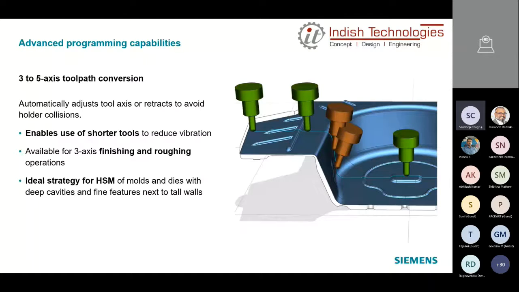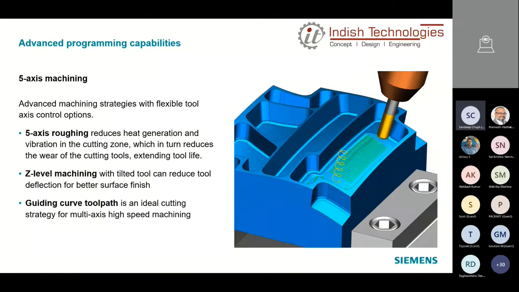For 5-axis machining, we have multiple options. You can do 5-axis roughing also. You can do Z-level machining using a tilted tool. And NX gives you a push to select the automated strategies. Knowledge has been built into the NX interface.